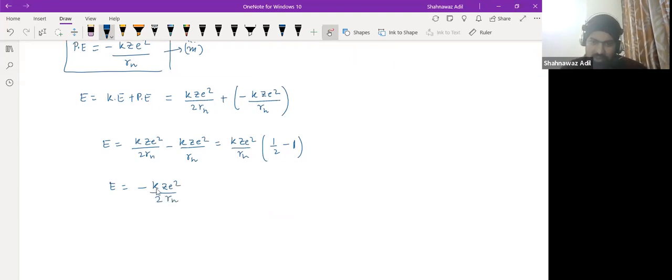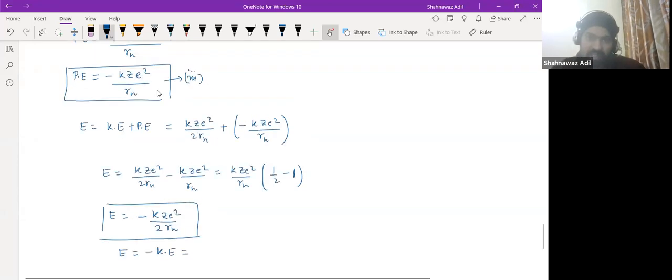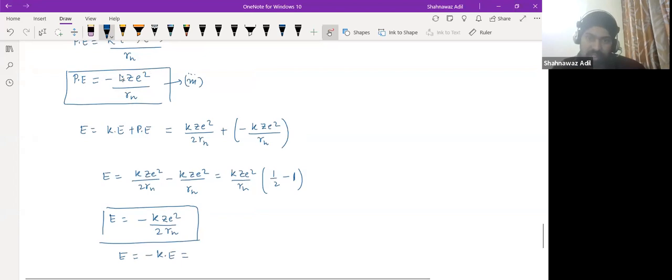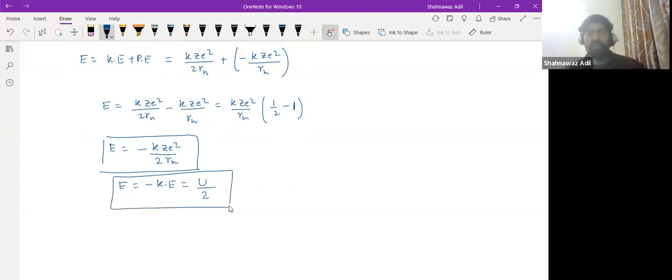So how much is this value? kZe square by 2Rn, that is the kinetic energy. Then we can write the total energy as minus of the kinetic energy, or we can also write it in terms of potential energy: if we divide it by 2, it will become the total energy. These are the relations, right?